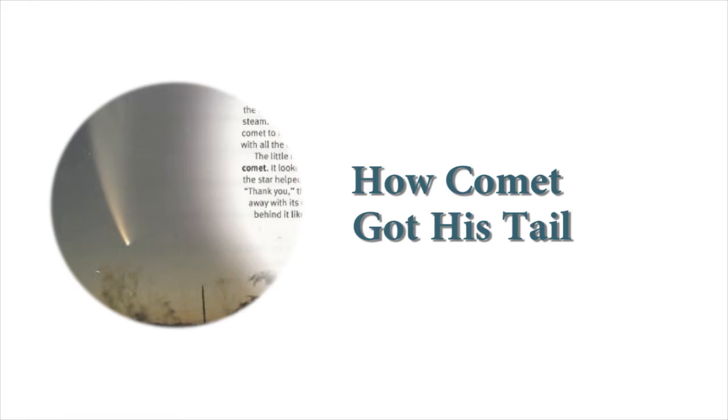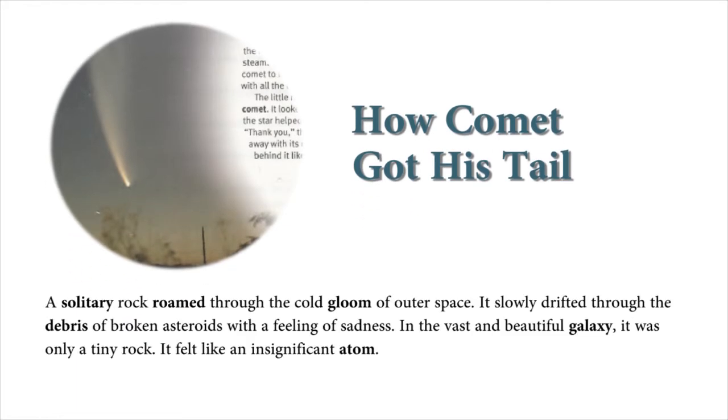How Comet got his tail. A solitary rock roamed through the cold gloom of outer space. It slowly drifted through the debris of broken asteroids with a feeling of sadness. In the vast and beautiful galaxy, it was only a tiny rock. It felt like an insignificant atom.